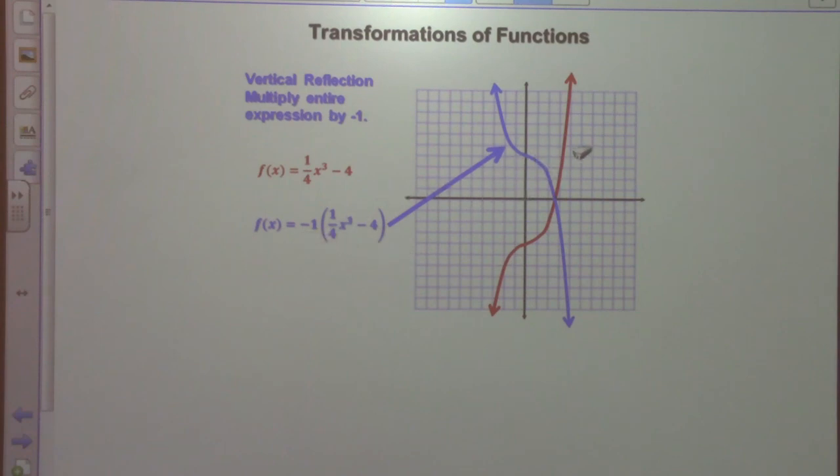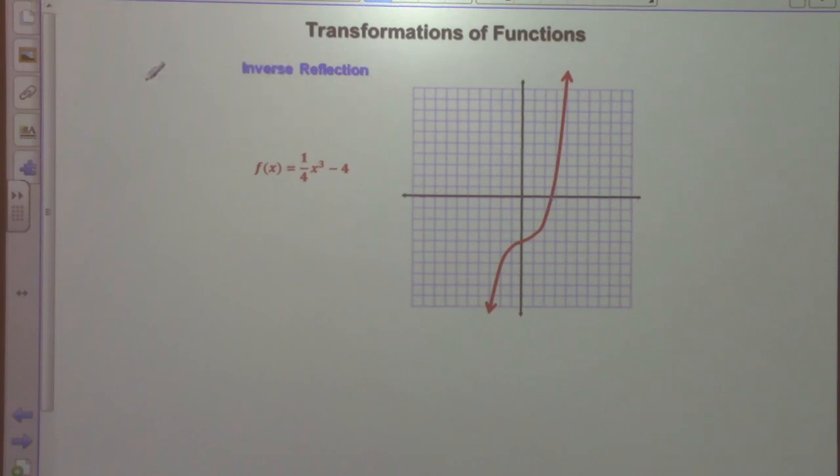So it takes whatever positive value was up here and makes that value negative down here. Or these negative values here and makes them positive up here. So this would be an example of a vertical reflection. Does that halfway make sense?